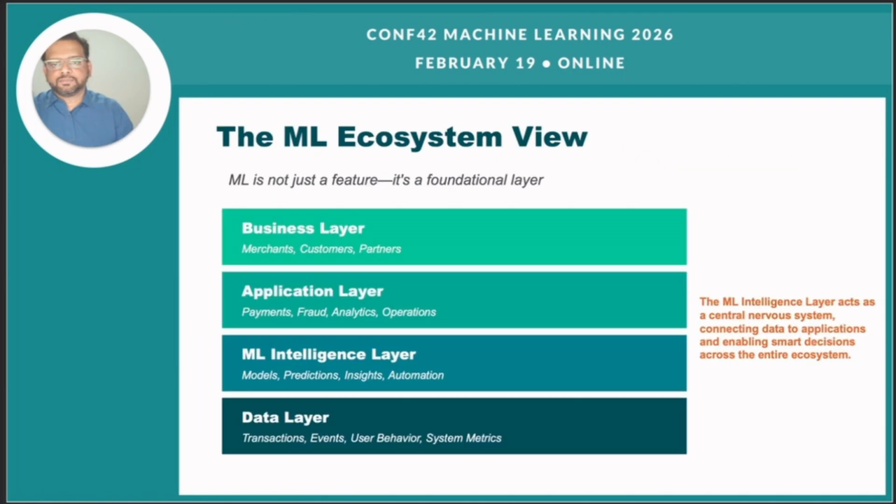Now let's move on to the machine learning ecosystem view. I want to give you a conceptual framework for thinking about how machine learning fits in the payment ecosystem. This diagram shows machine learning not as a feature or an application, but as a foundational layer. At the bottom, we have the data layer that includes all the raw data, transaction data, event streams, user behaviors, system metrics, and various other data points.